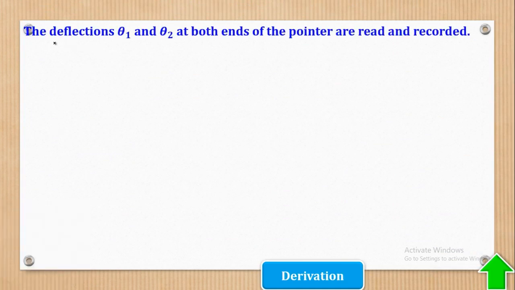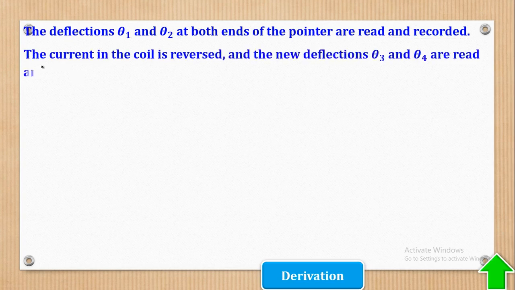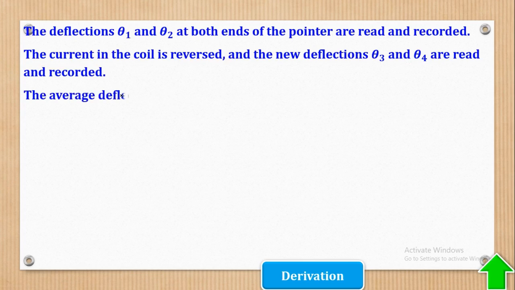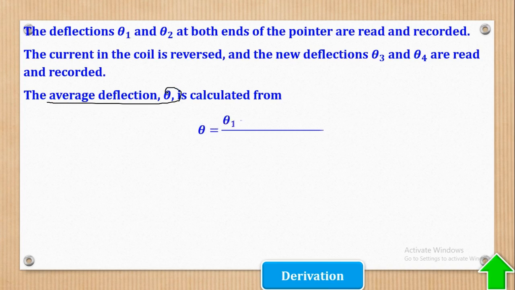So now we shall say that the deflections theta 1 and theta 2 at both ends of the pointer are read and recorded. The current in the coil is reversed, and the new deflections theta 3 and theta 4 are read and recorded. The average deflection theta is calculated from the formula theta is equal to that. So these are the 4. Therefore, to get the average, you have to divide by 4.